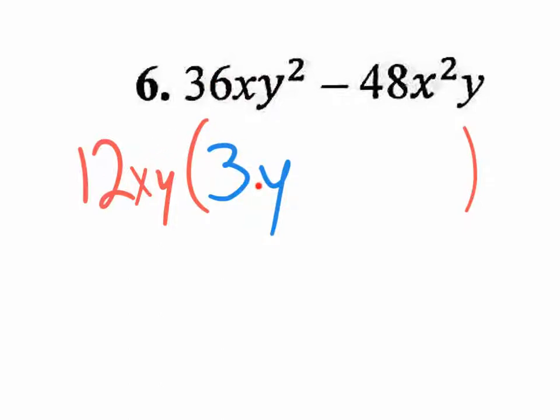X times what will give me an x? You could put a 1 right there, but that would be pointless because 3 times 1 is still going to be 3. And then y times what gives me a y squared? You need a y right there. Y times y gives me a y squared.